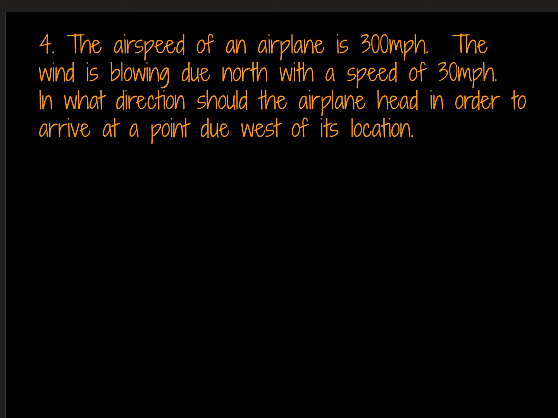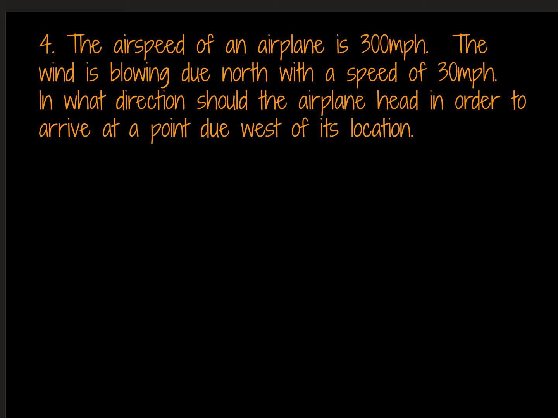Okay, I really like this question. In this one, we're actually given the resultant vector, and we need to find one of the vectors that we're adding to that resultant vector. So we have an airplane with an airspeed of 300 miles per hour. We have a wind that's blowing due north at 30 miles per hour, and we need the plane to end up due west of its location.